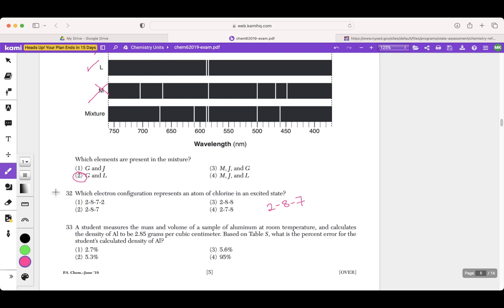Please make sure you know the difference between excited and ground states. You're going to almost always see a question asking, what's the electron configuration in the excited or in the ground state? When we become excited, one of these electrons is going to hop up to the next orbital. So in order for me to be in an excited state, I'm going to move from the second lowest orbital to the highest. So I'm going to get the electron configuration of 2-7-8. Gives us choice 4.